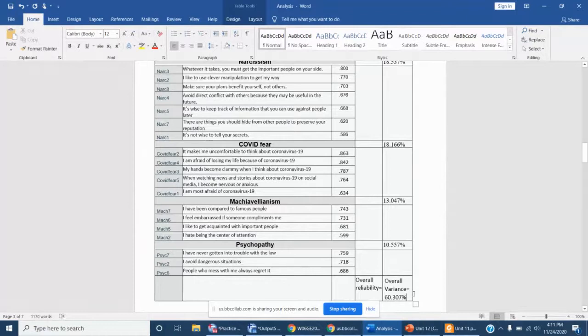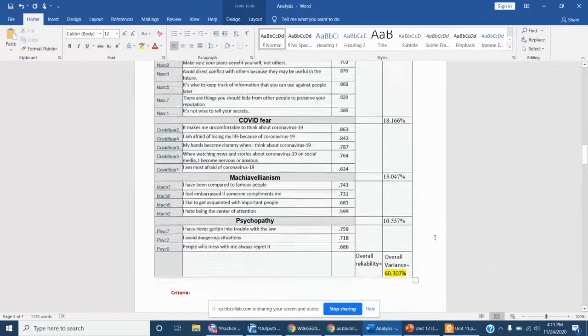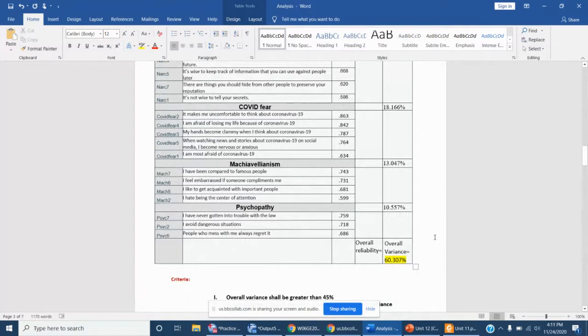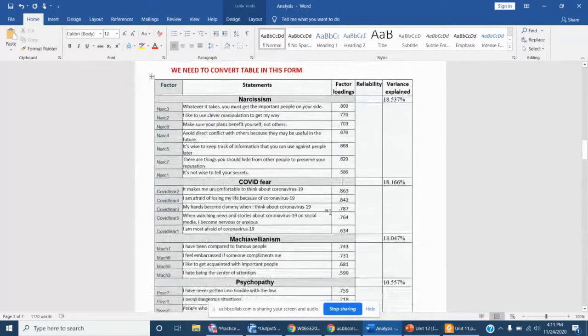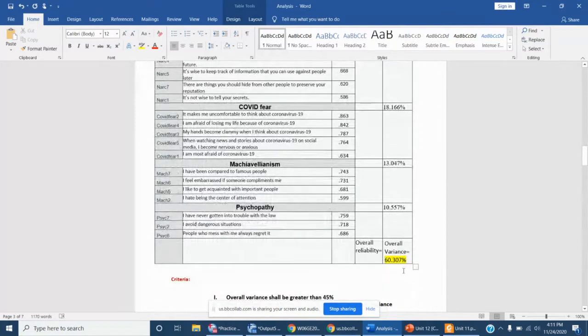Why? Because this particular number, the overall variance, must be above 45%. If this is not above 45%, then your factor solution is not very solid. If you want your factor solution to be very solid, this value, the overall variance, must be greater than 45%. If it is not greater than 45%, then we have serious doubts about your factor solution.